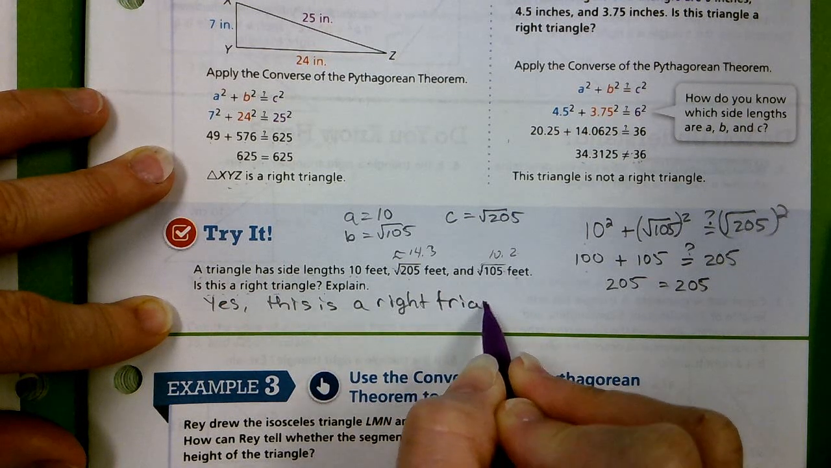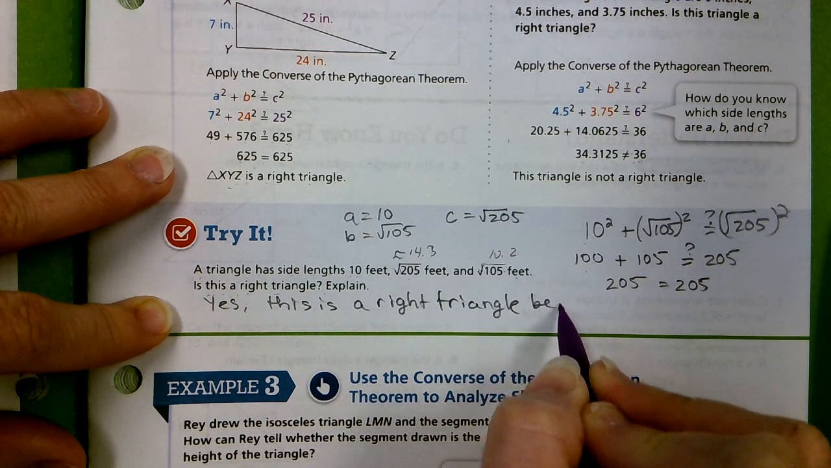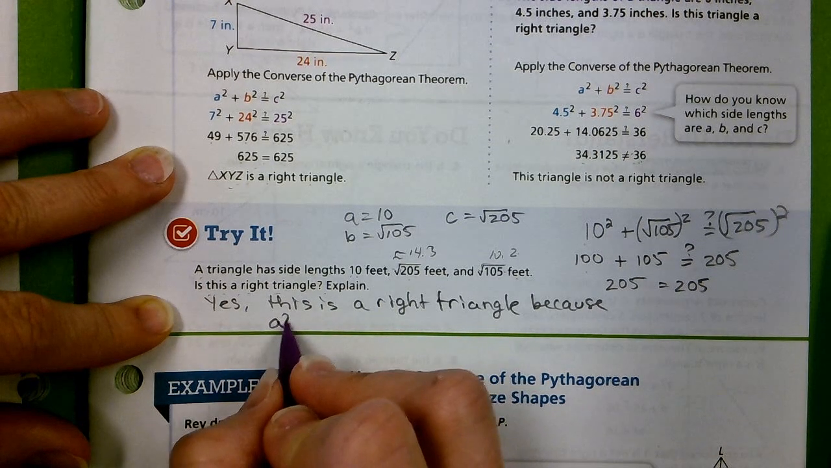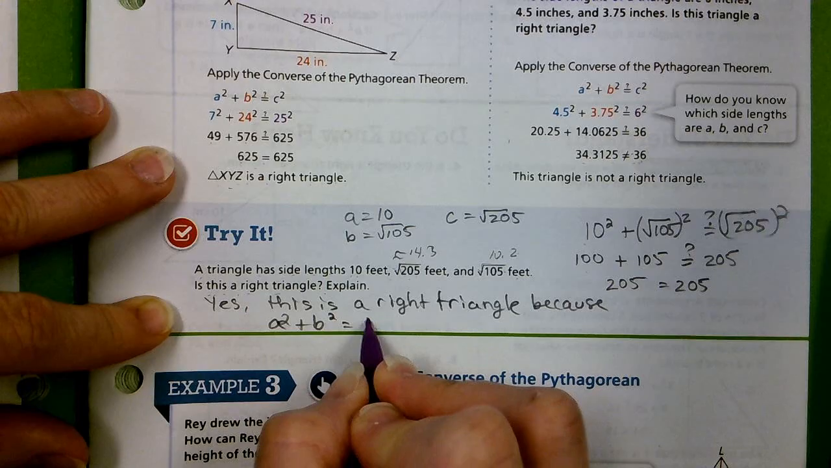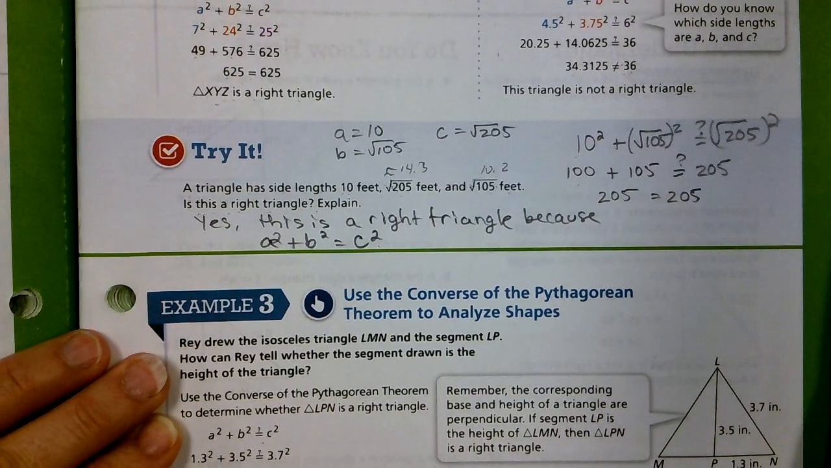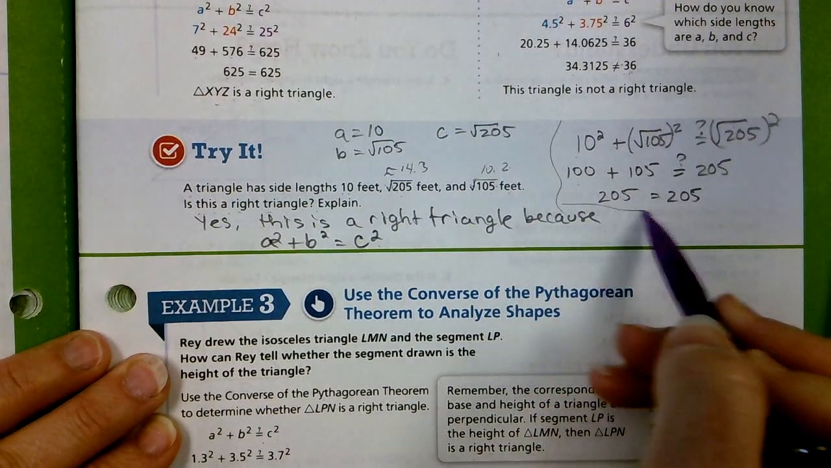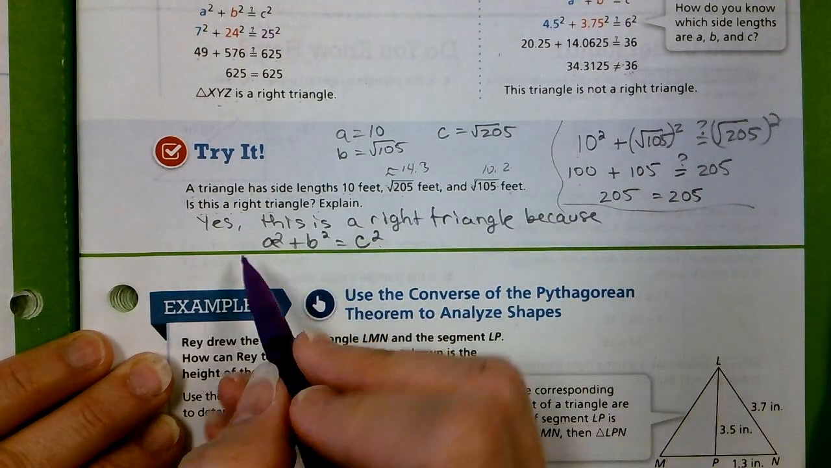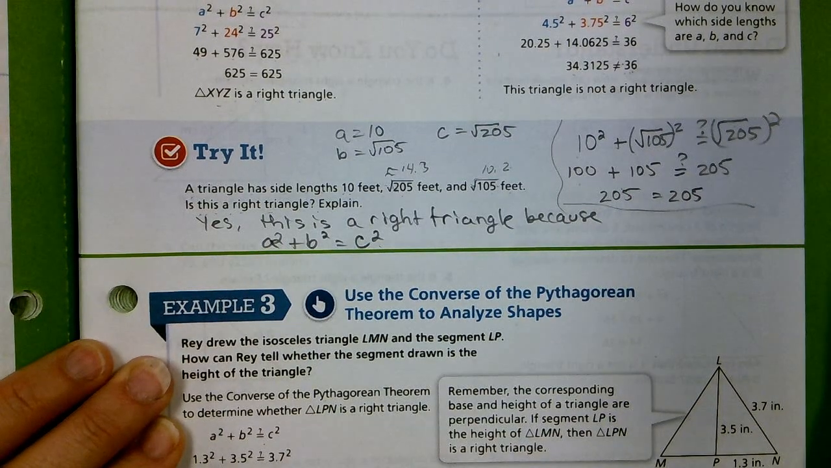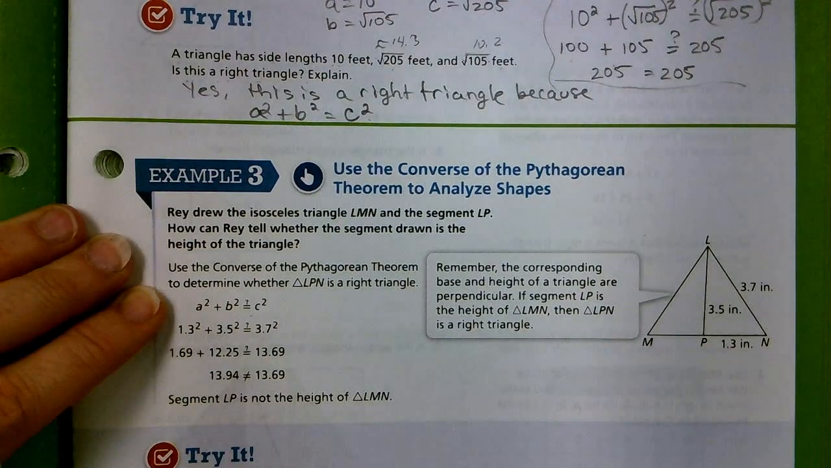because a squared equals b squared. I'm sorry, not a squared equals b squared. A squared plus b squared equals c squared. But you have the math to show for it, okay? So you can't just write these words and not back it up with mathematical facts, okay? Down to example number 3.